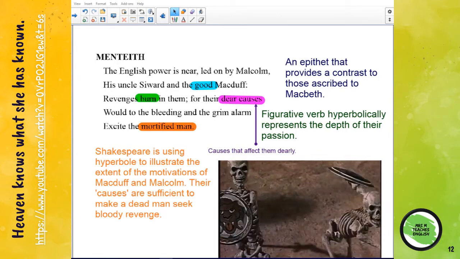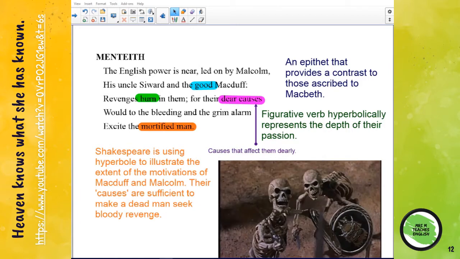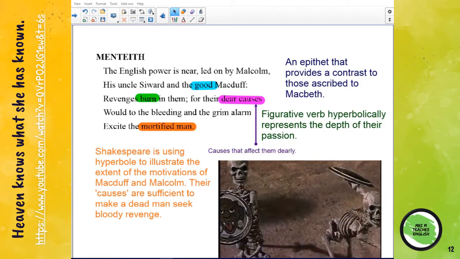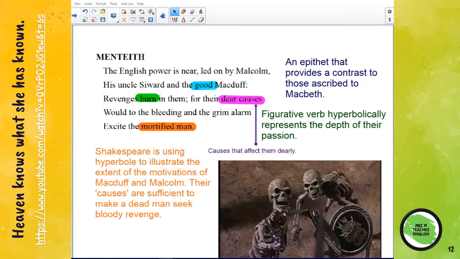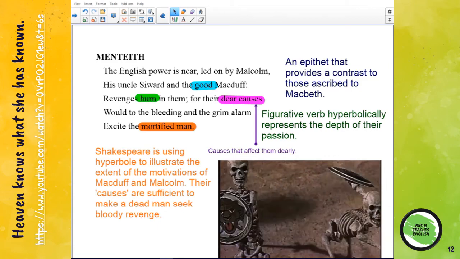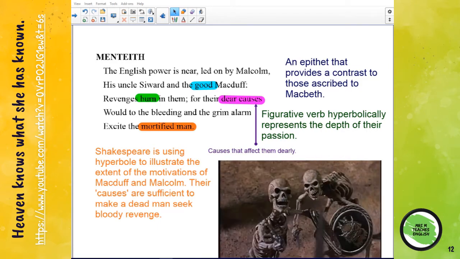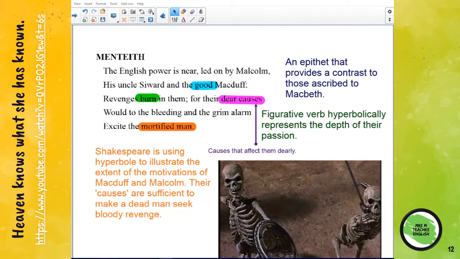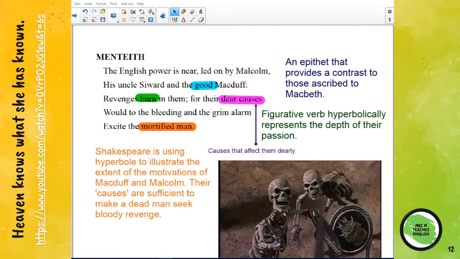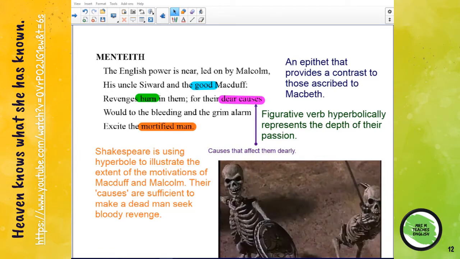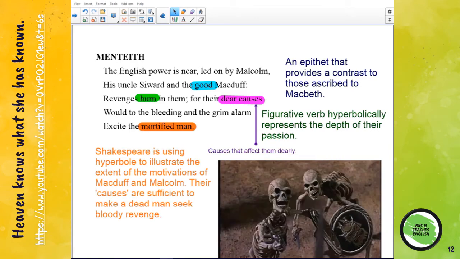Shakespeare's using this hyperbolic metaphor of a mortified man, a dead man, being excited to get into the bloodshed and the noise of war because of the kind of causes that are driving them. In this case, the murder of the father for Malcolm and the family for Macduff.